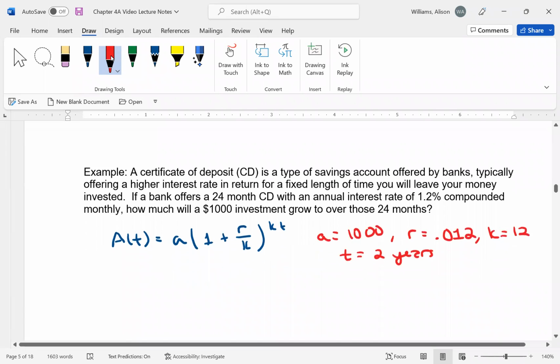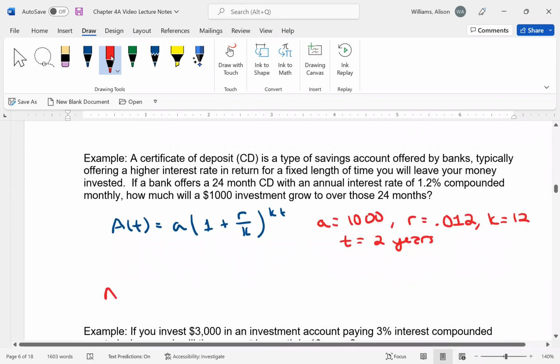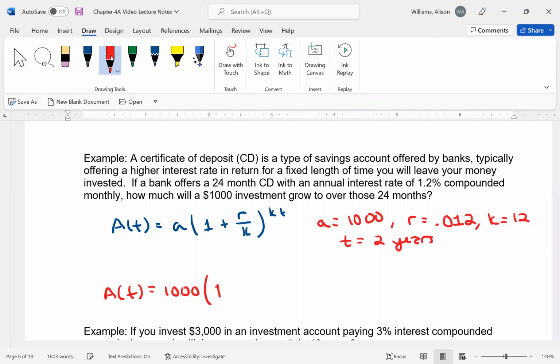Okay, so let's use the formula to calculate this. So A of t, and you want to get your calculator too, equals 1,000 times 1 plus 0.012 divided by 12 to the 12 times 2. And I usually, when I do these, just simplify loosely inside the parentheses, just makes it a little bit easier to enter into the calculator, especially if you're not super calculator savvy. So I would probably start by dividing the 0.012 divided by 12, and that's going to end up with 0.001, which I would add to the 1.